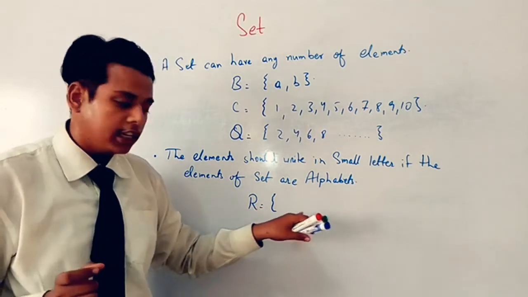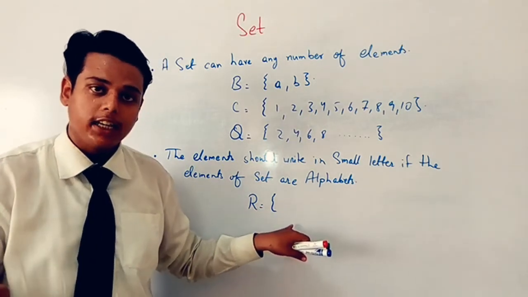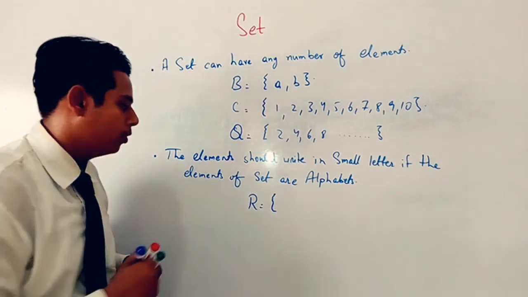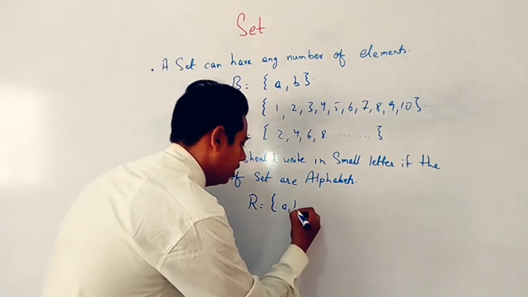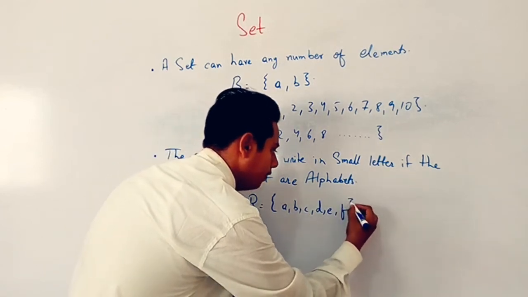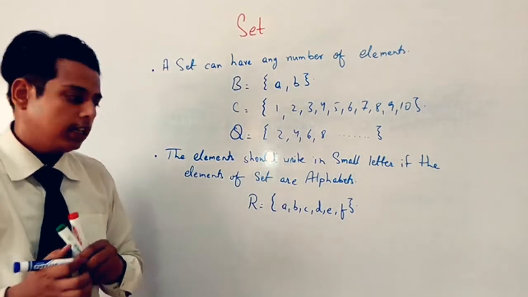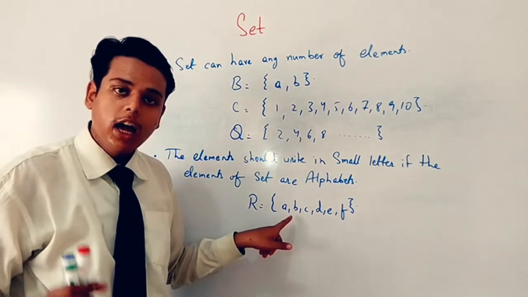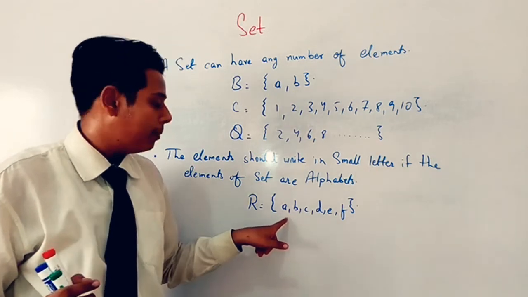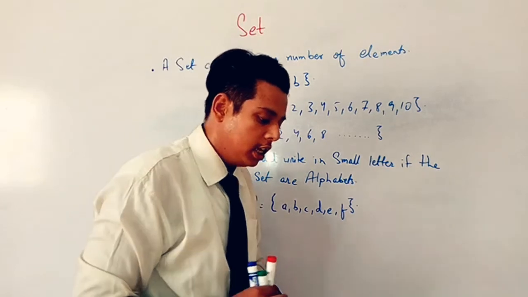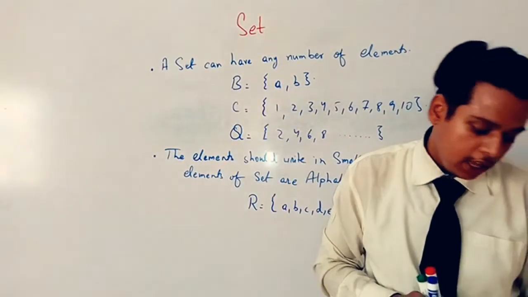All the alphabets, A to F, our set will be in small letters: a, b, c, d, e and f. And as you remember, the elements should be separated out with the help of commas. What will we always use to separate elements? We will separate them with the help of commas. Now come to the next point.